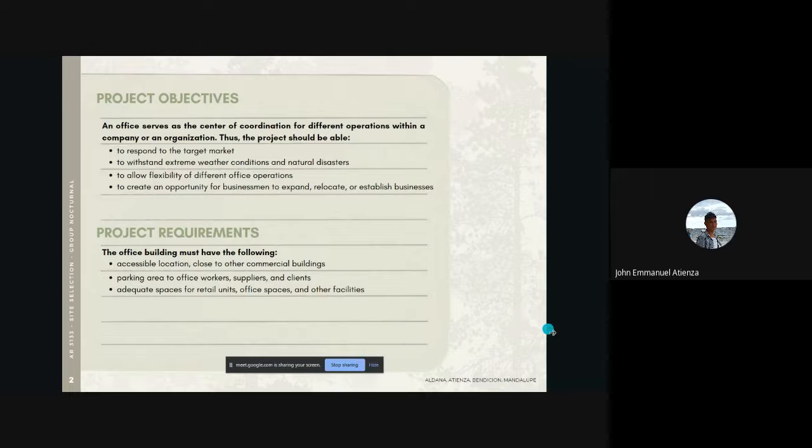Okay, next slide. So for the project objectives, an office serves as the center of coordination for different operations within a company or an organization. Thus, the project should be able to respond to the target market, to withstand the extreme weather conditions and natural disasters, to allow flexibility of different office operations, and to create an opportunity for businessmen to expand, relocate, or establish businesses. So for the project requirements, the office building must have the following. 1, an accessible location close to other commercial buildings. 2, parking area for office workers, suppliers, and clients. And lastly, adequate spaces for retail units, office spaces, and other facilities. Next slide.